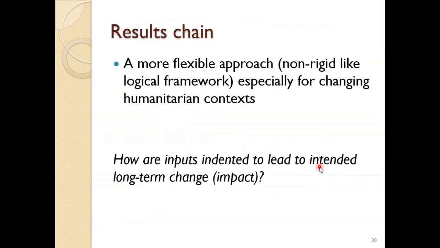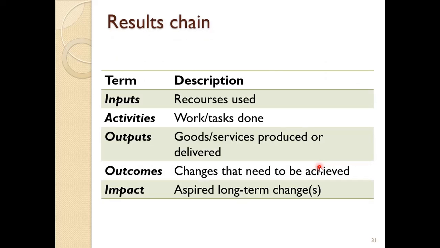Then the third, we have the results chain, which is a more flexible approach, and it shows how inputs are intended to lead to long-term changes, or in that case impact. Again, I've already talked about these earlier, but they are part of the results chain and the flow. So you have inputs such as resources. If you add them with activities, in terms of work done, then you can produce goods and services, which are the immediate results. But if those immediate results are put into action, then they can create the change that is needed, and that would result in aspired long-term changes.